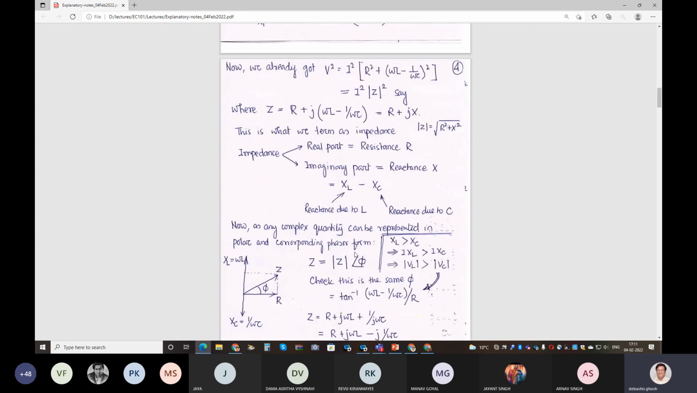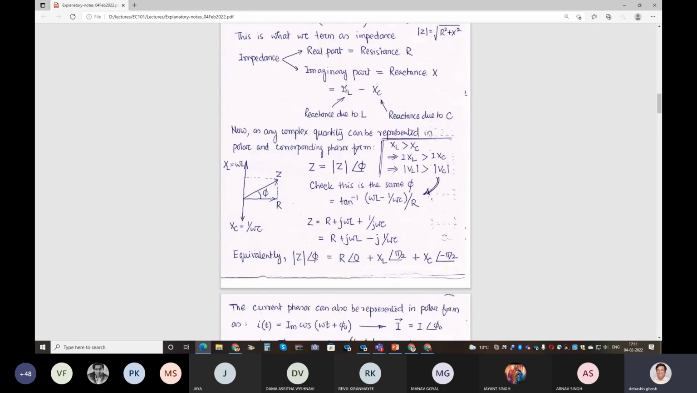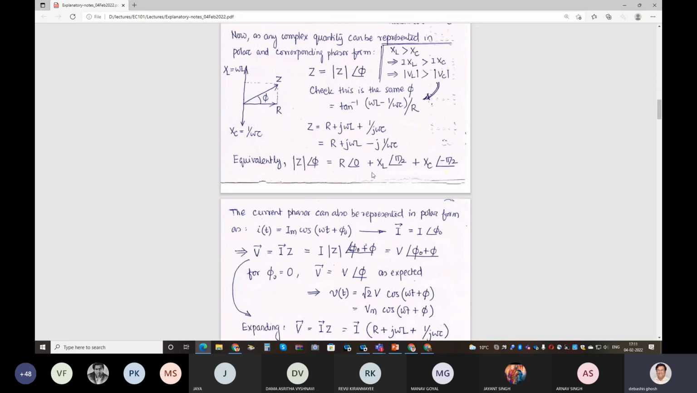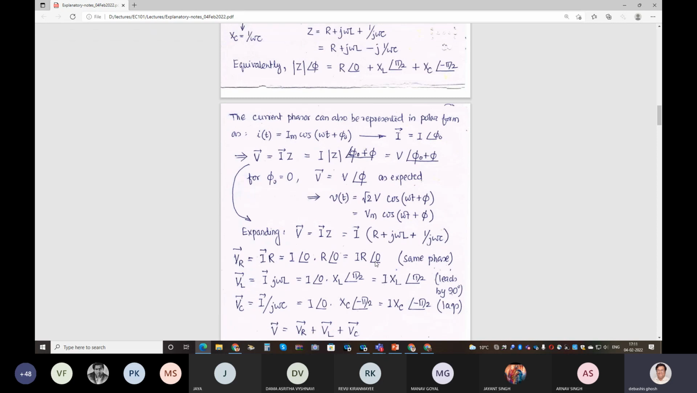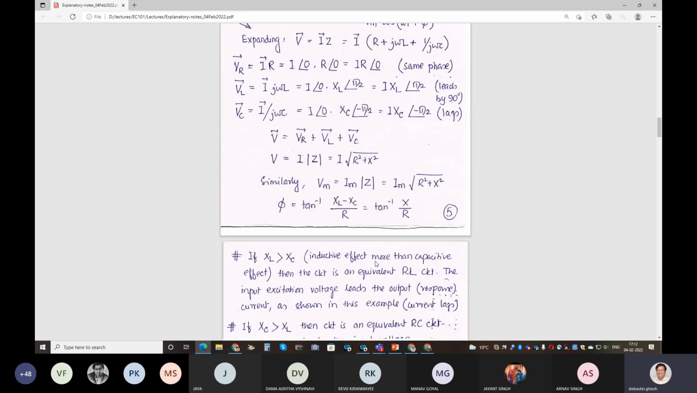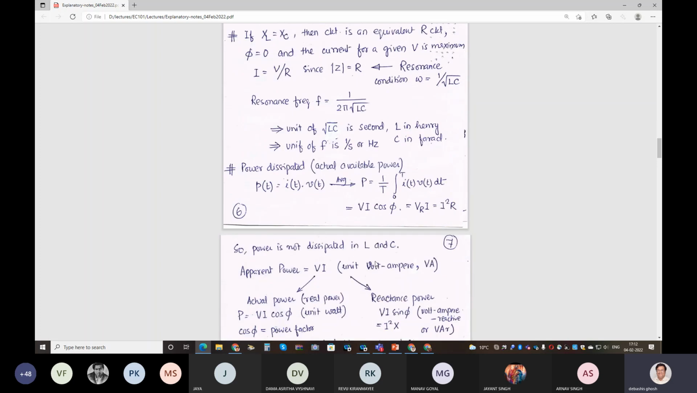Okay, and then we have discussed that impedance will have a real part, resistance, and an imaginary part, reactance. So you can just read through all these things. I have posted these handwritten notes. You can read through them and work out all these things on your own, and then it will be clear to you. Okay. So we can just go through. These are all the things which we have discussed.